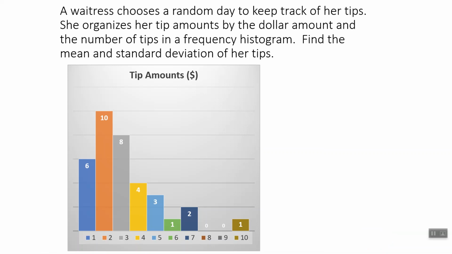All right, so we can also do this from a table. So here is a table, and we have tip amounts. And I guess all of our tip amounts here happen to be whole number values, but sometimes they aren't. So a waitress chooses a random day to keep track of her tips. She organizes her tip amounts by the dollar amount and the number of tips in a frequency histogram. Find the mean and standard deviation of her tips.